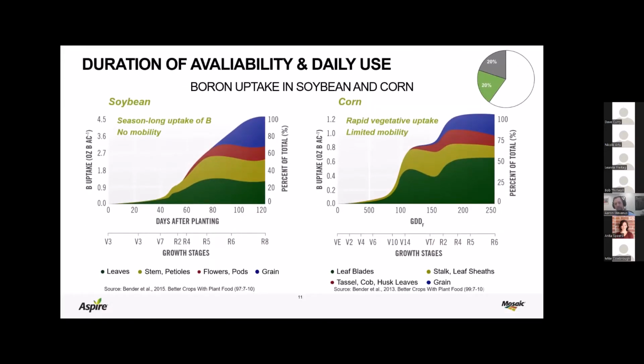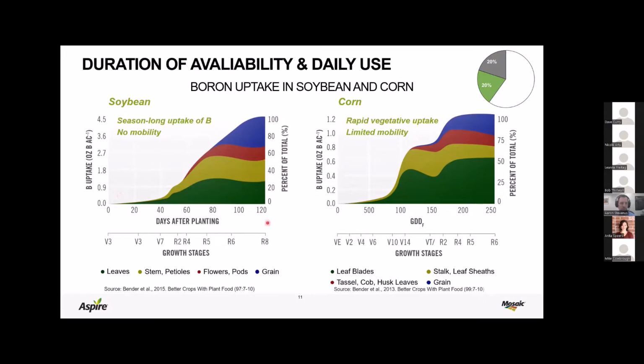So then when we look at that other slice of the pie, that 40%, so 20 and 20, of duration of availability and daily use, now we want to take a look at the resources of Ross Bender's graphs that he worked on with Dr. Fred Below for his doctorate. And that's essentially when the plant is taking up micronutrients and how much.